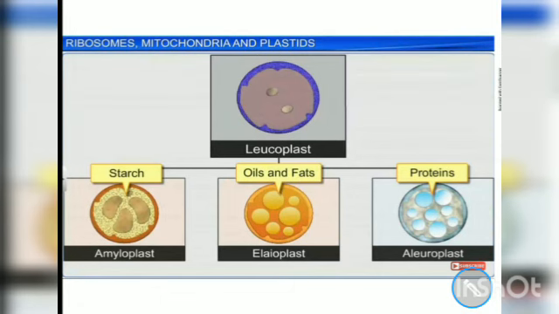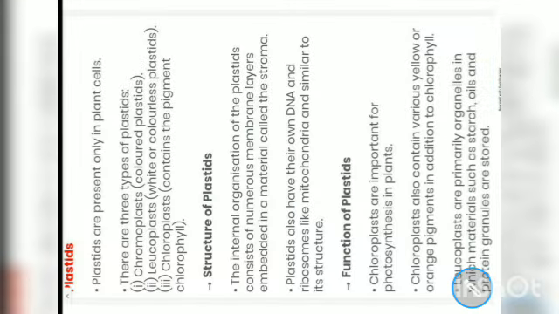Then another type of plastid is the leucoplast, and leucoplast generally helps in storage. If the leucoplast stores starch inside it, it is called an amyloplast. If it stores oil and fats, it is called an elaioplast. And if it stores proteins, it is called an aleuroplast. Then take the screenshot for the structure and function of plastids.